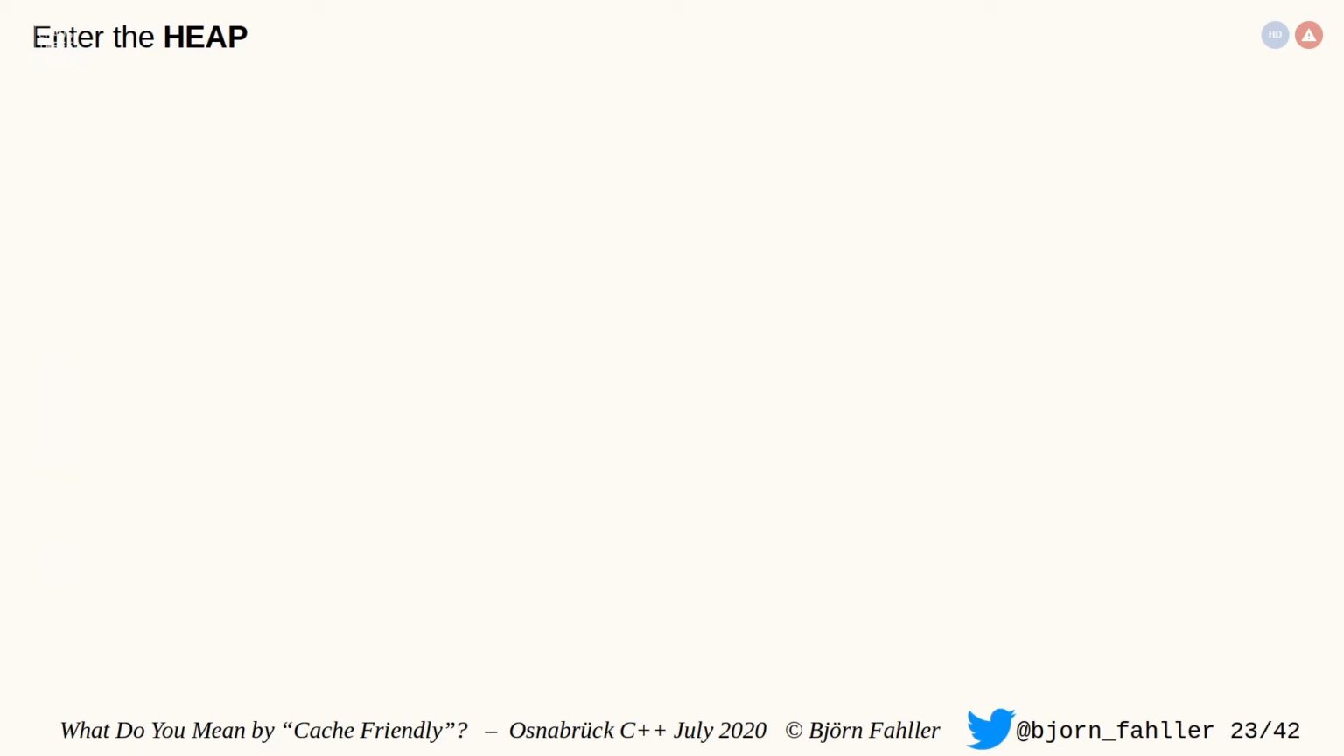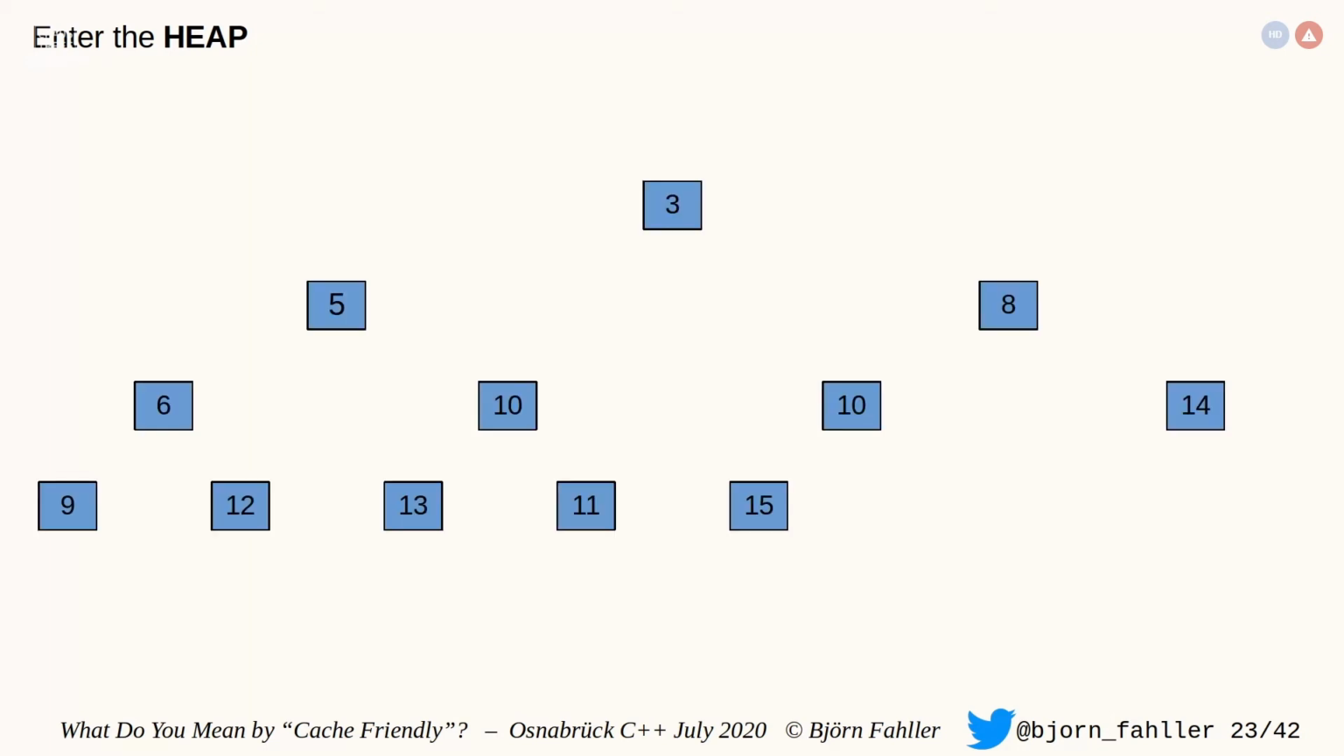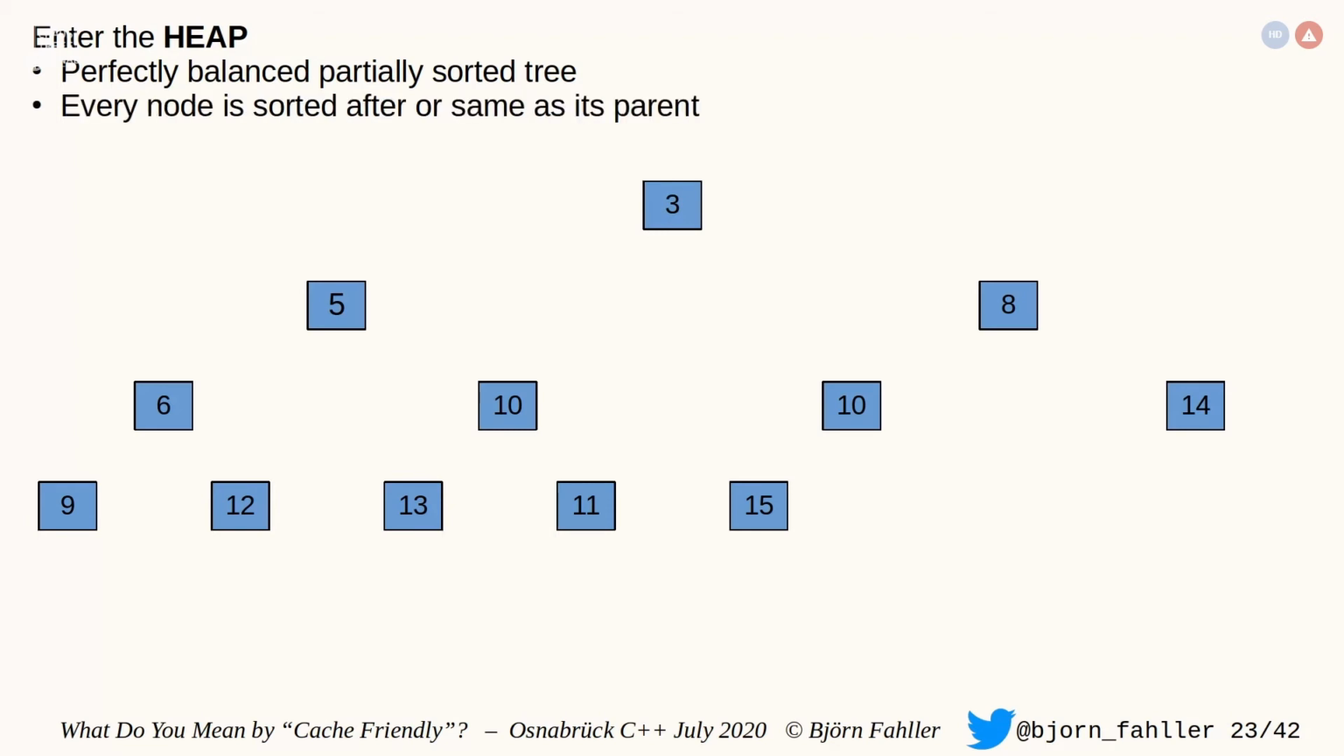The heap. The heap is one of my absolute favorite data structures. It's kind of specialized, but it's really interesting for what it does. A heap is a partially sorted and perfectly balanced binary tree. And what I mean with partially sorted is that every node is sorted as the same or after its parent, but there is no relation at all between the siblings.